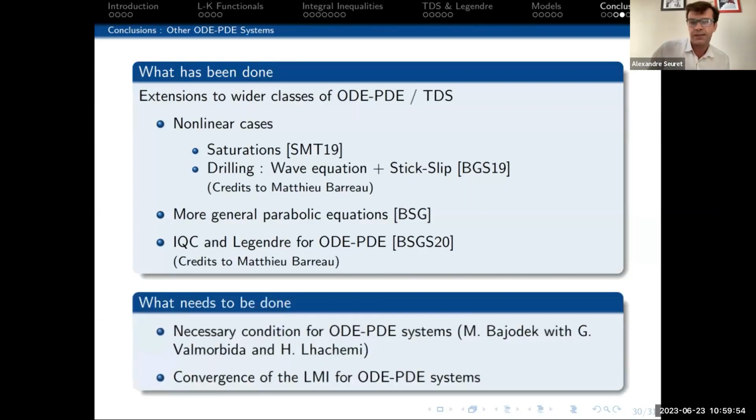The last things I would like to say are what needs to be done, and I will just take the credits of Mathieu again, who is currently working with Giorgio Valmorbida and Ugo Lacemi on the extension of his work on the necessary conditions for time delay systems to the case of ODE-PDE. And I have seen a paper dealing with the heat equation. I would like to see that in more detail. And also to deal with another problem, which is the convergence of the LMIs for the ODE-PDE systems.